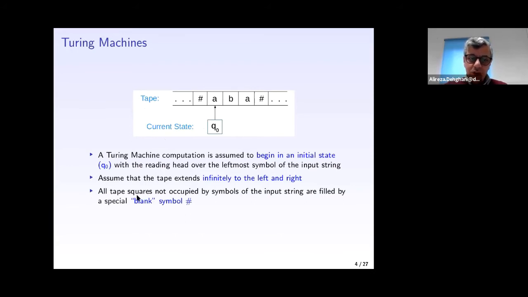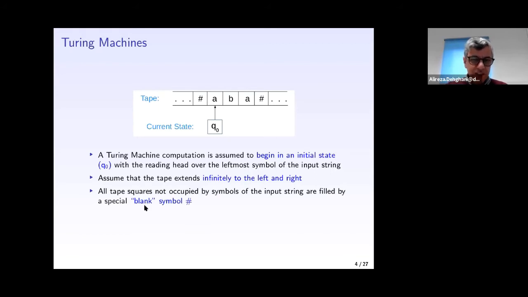And the other difference: all tape squares not occupied by a symbol of the input string are filled by a special blank symbol. So that's another difference. You have the string you want to deal with, and the length of the tape is infinite. But what about the other squares, the other elements of the tape? They are filled with the blank symbol. Nothing is in there. But we show it with the hash symbol, and it's called blank.